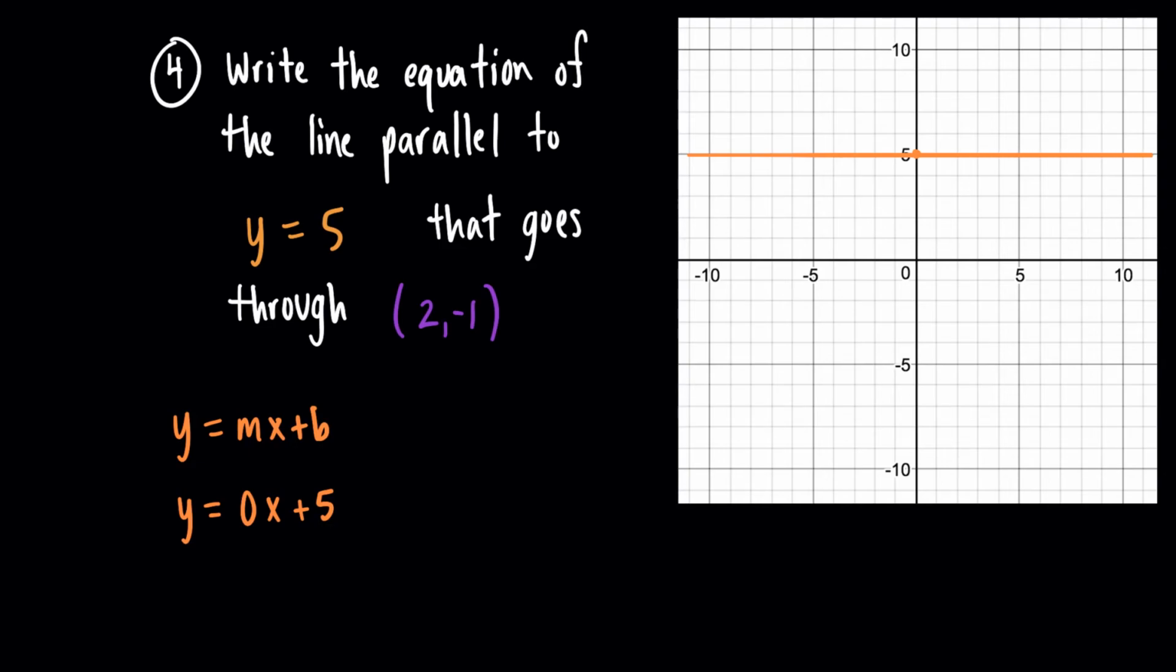By the way, another thing that helps people remember that when you have like y equals 5, that it's a horizontal line.